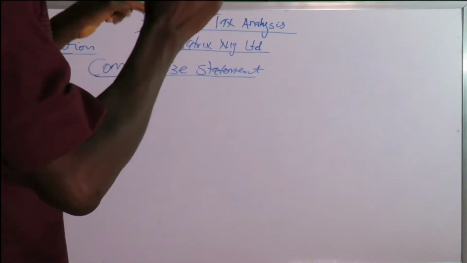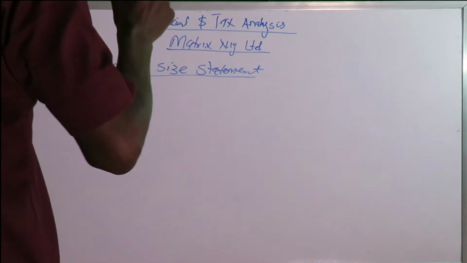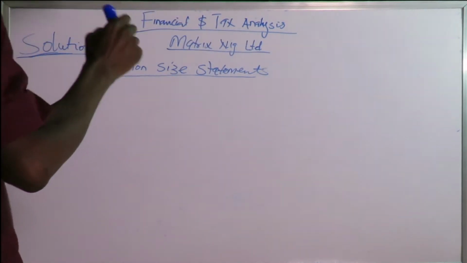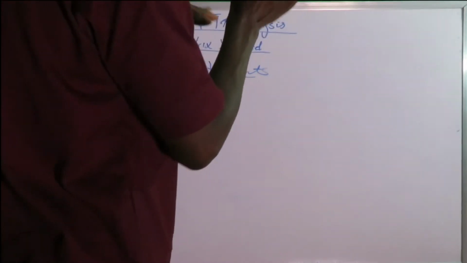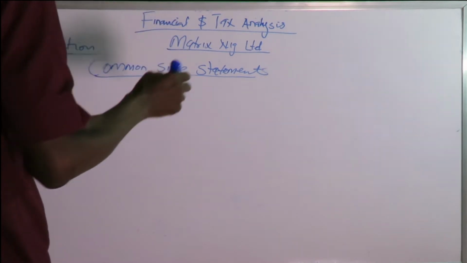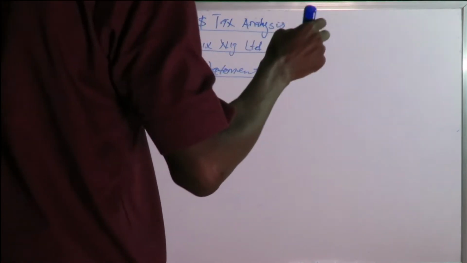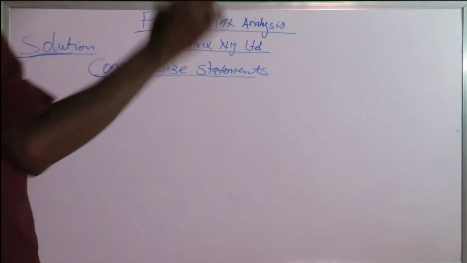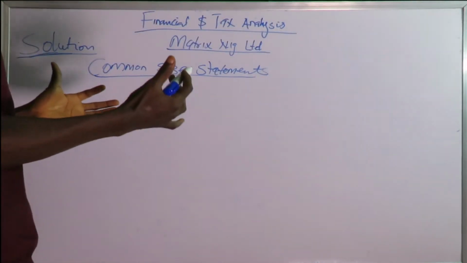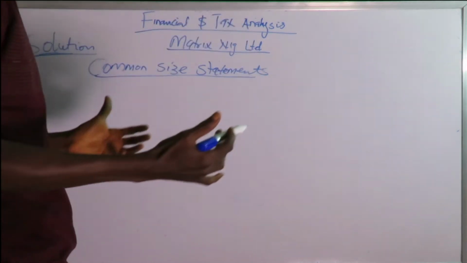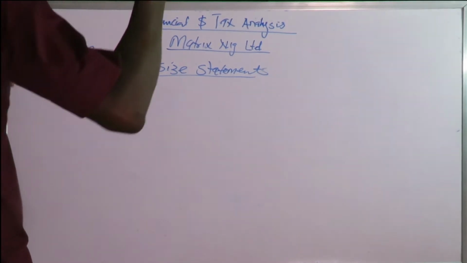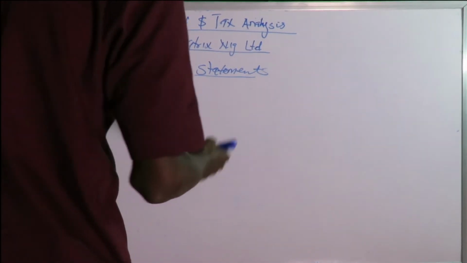Now, for this common size statement, we are also going to solve for statement of comprehensive income, and also statement of financial position. So what this means is it enables you to pick the figures from the question. You will see the figures for the statement of comprehensive income in the question, so you pick it there.